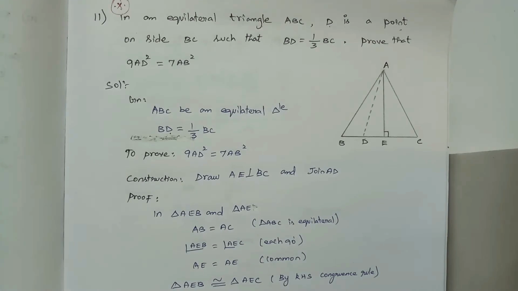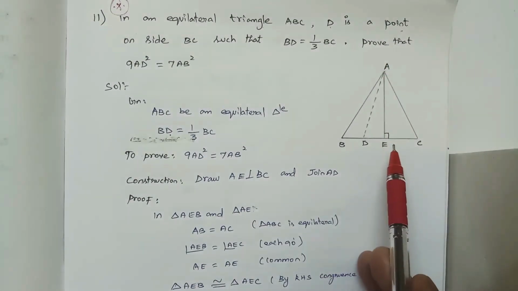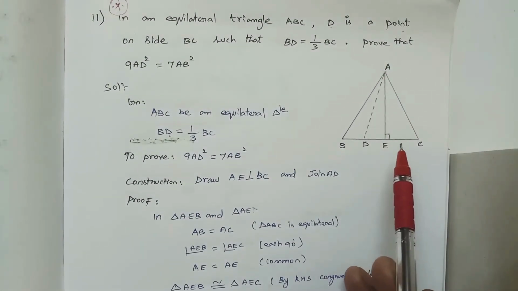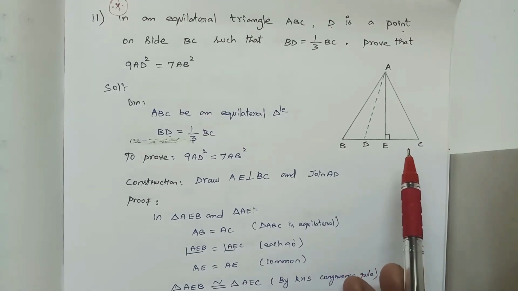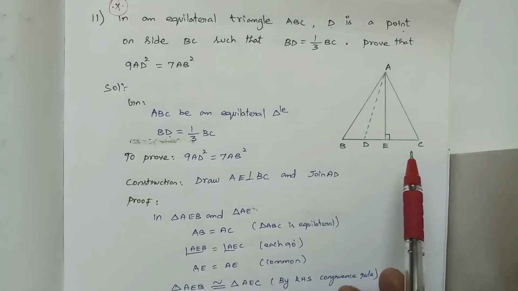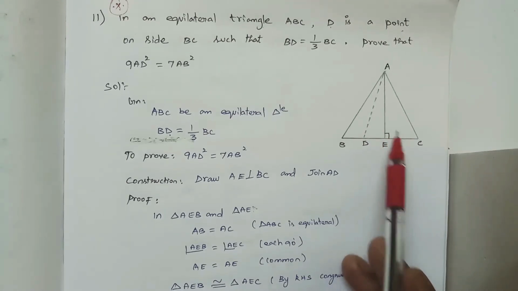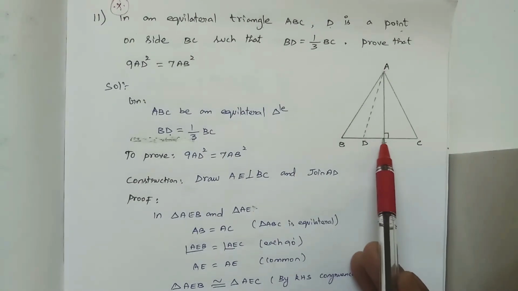And by using the Pythagoras theorem property, I'm going to find it. Already we know the property in an equilateral triangle, not in all triangles, only in an equilateral triangle. If you draw a perpendicular line, then the perpendicular line will act as a median. In an equilateral triangle alone, there are no different lines; we have the same line, which is called the perpendicular, altitude, or median. They are all the same line.